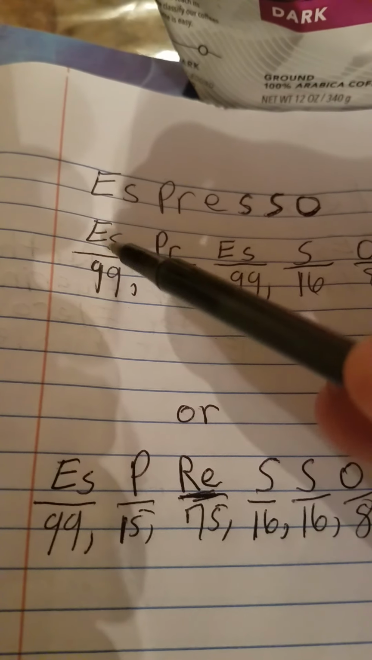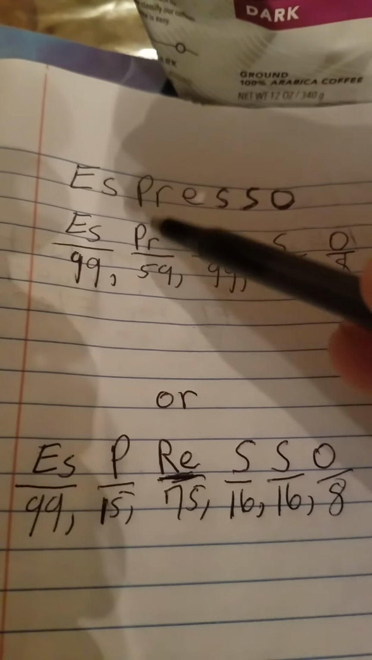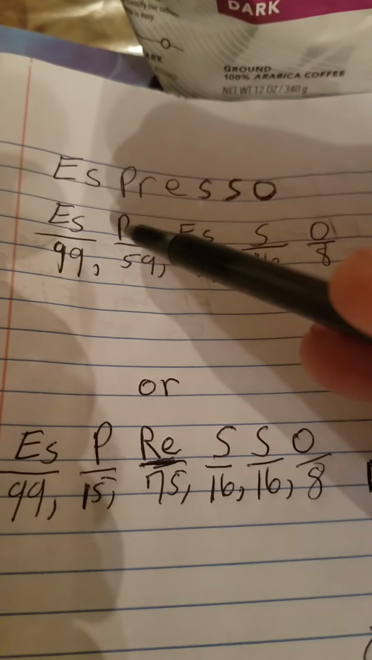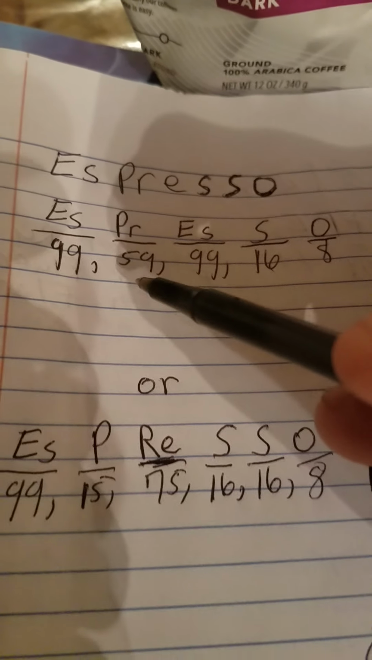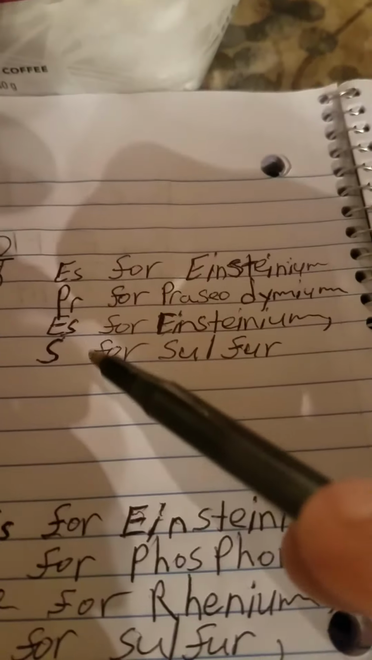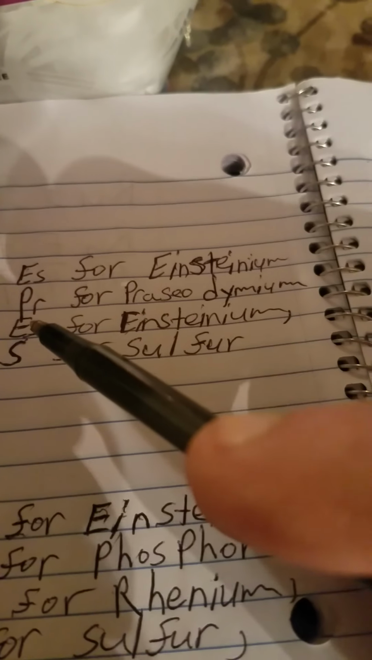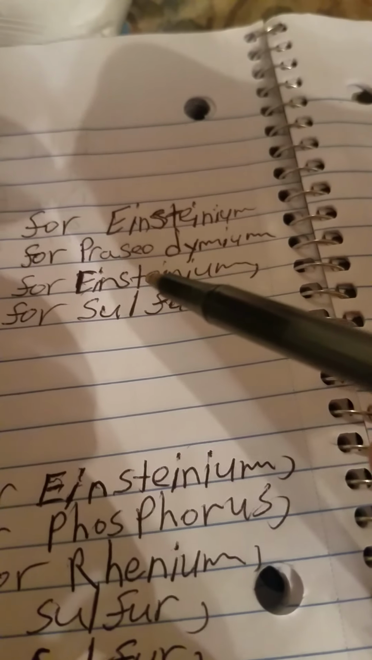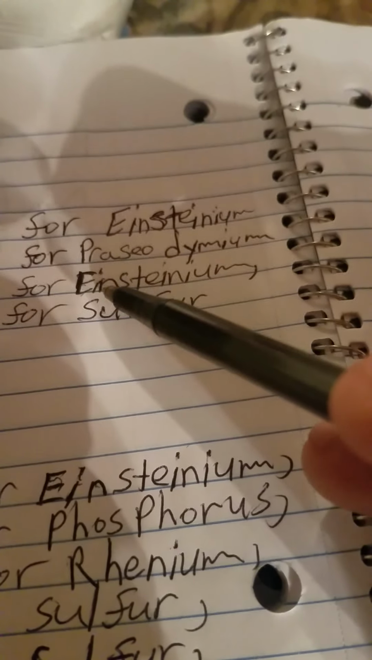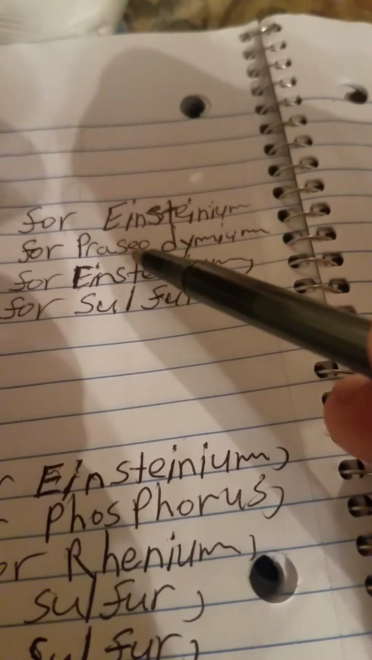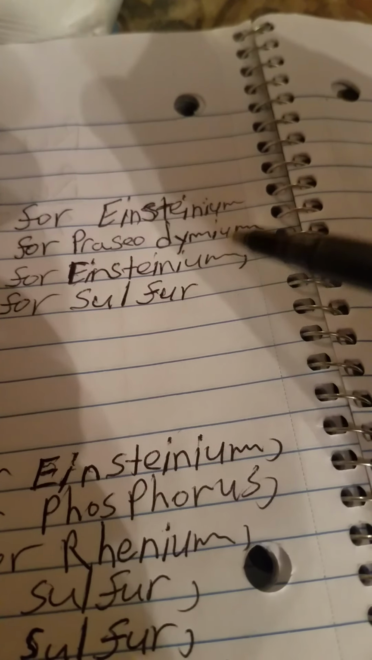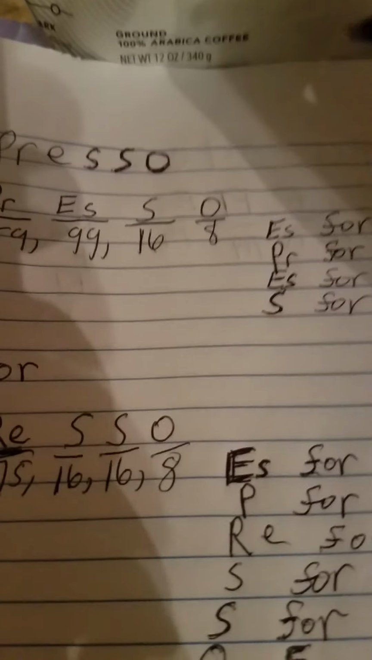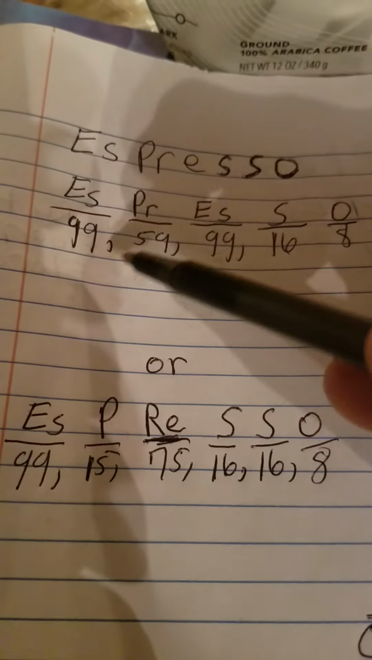The chemical symbol is a capital E and a small s. Then you got a capital P and the r. The chemical symbol is capital P and small r, and the atomic number is 59. Capital P and small r is the chemical symbol for Praseodymium. That's a long word. Praseodymium. All right? And that's atomic number 59.